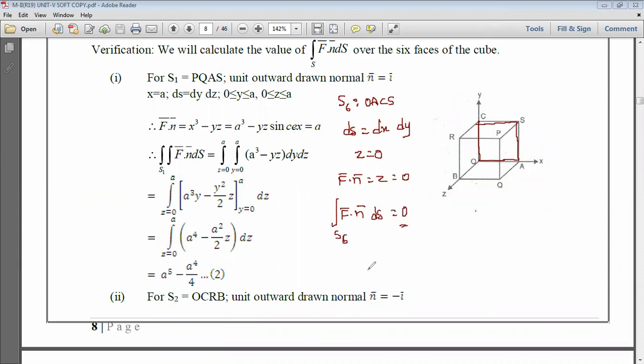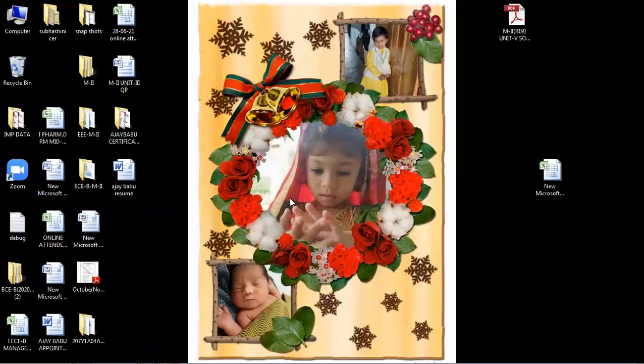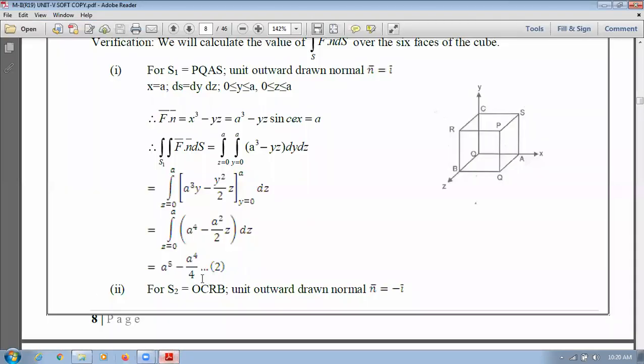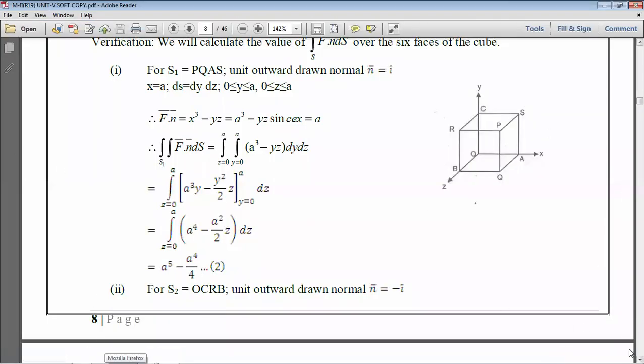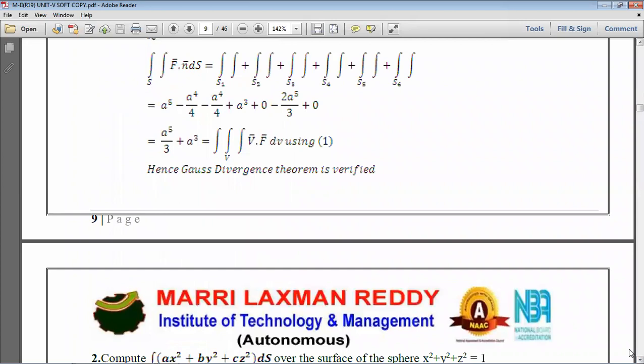Now we need to add all those surfaces that we calculated. We require the entire cube, so for the total 6 faces we need to write. Here you can see the first one is a power 5 minus a power 4 by 4. And next, what about the second one? The second one is 0, the fifth one is minus 2 a power 5 by 3, and the sixth one is 0.